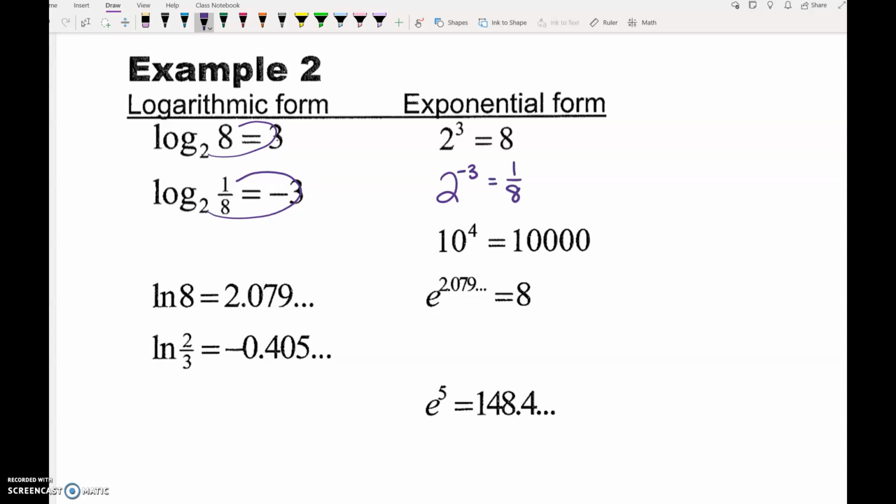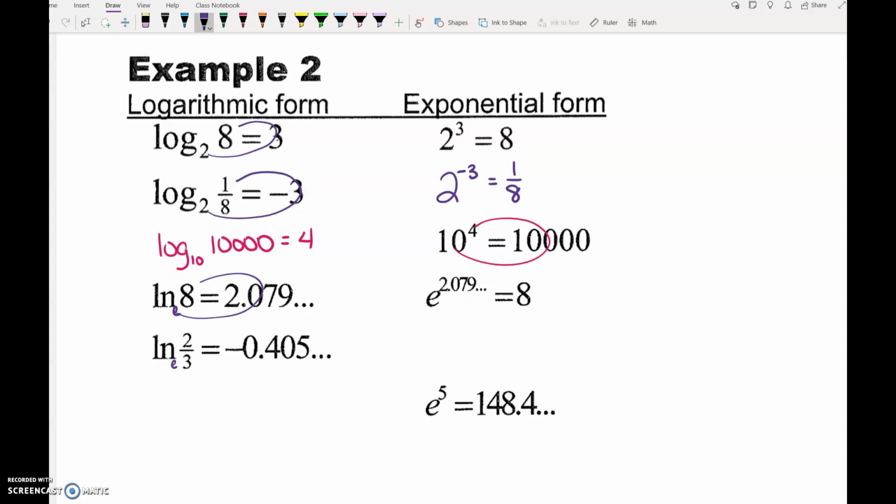Next one we have is in exponential form, so woo! Start by writing log. This is base 10 of 10,000 equals 4. Okay, ln is log base e. So if you need to write a little e down there, woo, e to the 2.079 whatever equals 8.